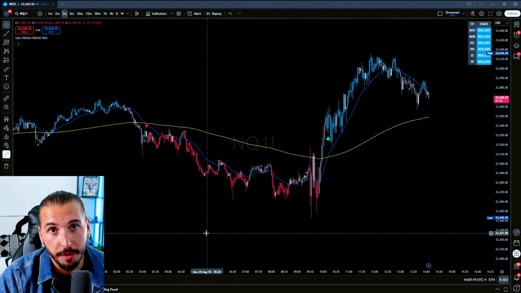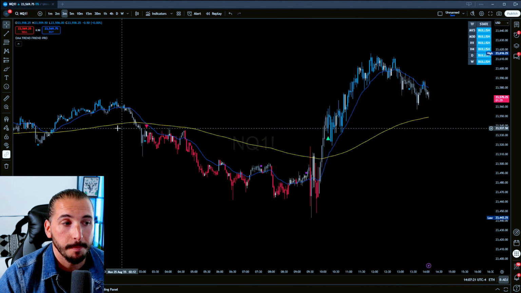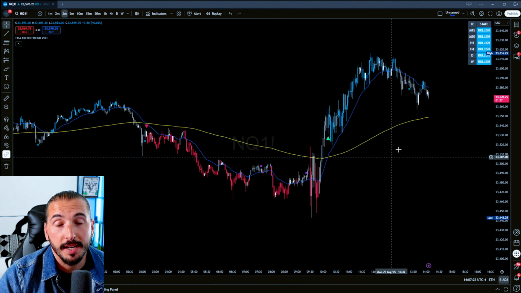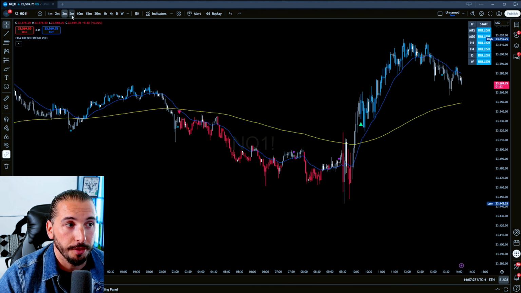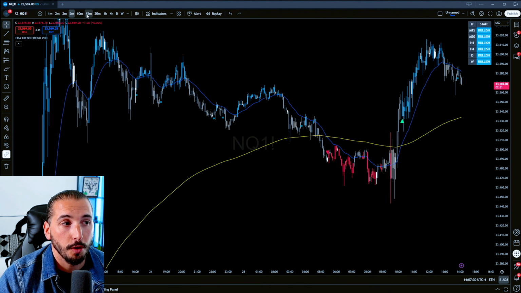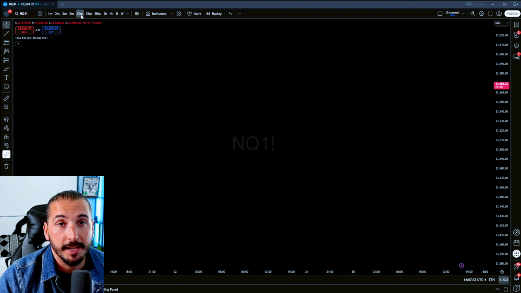Well, very simply, we've got the blue line, which is the 21 EMA, and the yellow line here on my screen is the 200 EMA. And within that, we've got price action. Now, currently, I'm on a 3-minute chart. This will change no matter what you're on. The EMAs will change based on the chart you're on.